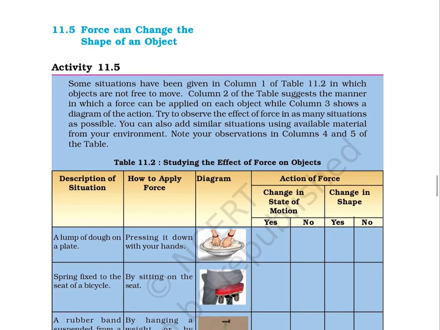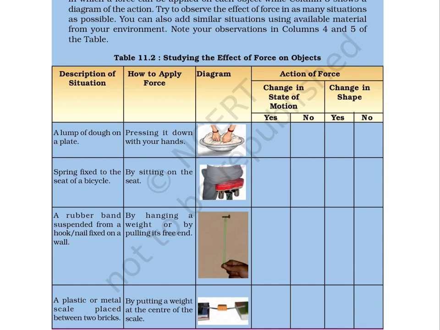Page 133. 11.5. Force can change the shape of an object. Activity 11.5. Some situations have been given in column 1 of table 11.2 in which objects are not free to move. Column 2 of the table suggests the manner in which a force can be applied on each object, while column 3 shows a diagram of the action. Try to observe the effect of force in as many situations as possible. You can also add similar situations using available material from your environment. Note your observations in column 4 and 5 of the table.